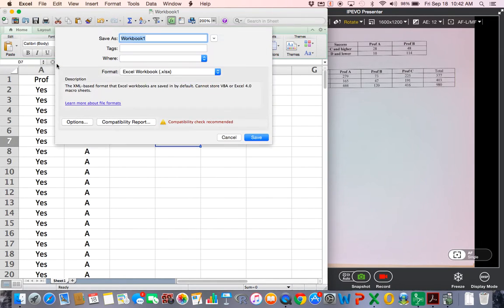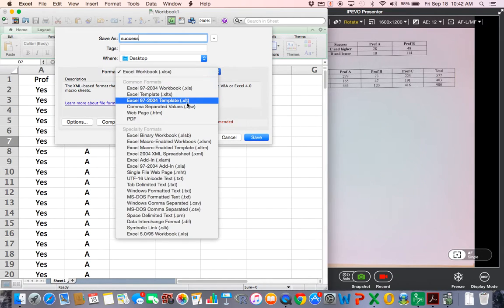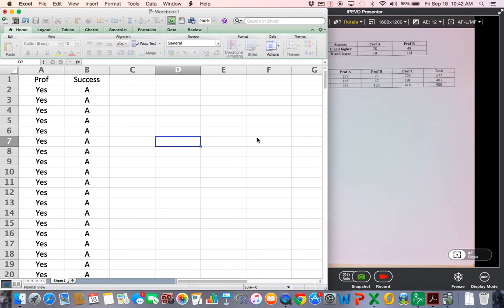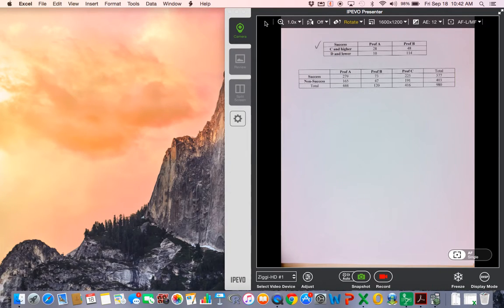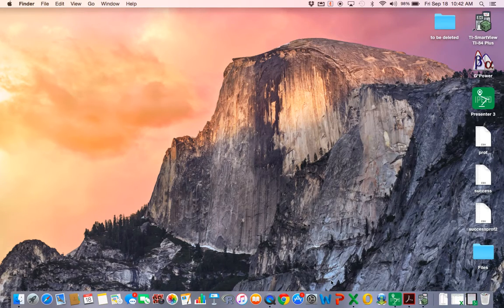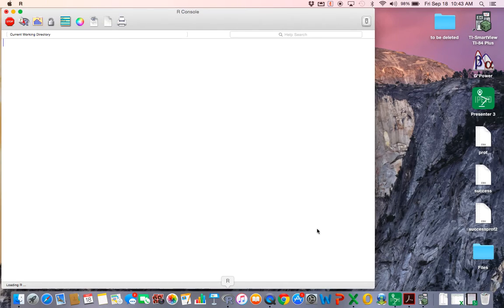So let's just save as. I'm going to be very creative here and just call this success. Go to the desktop, and gang, we need to save it as .csv. You can actually use Excel format to get information into R, but I have found that this just seems like the most seamless way to get a data set into R.